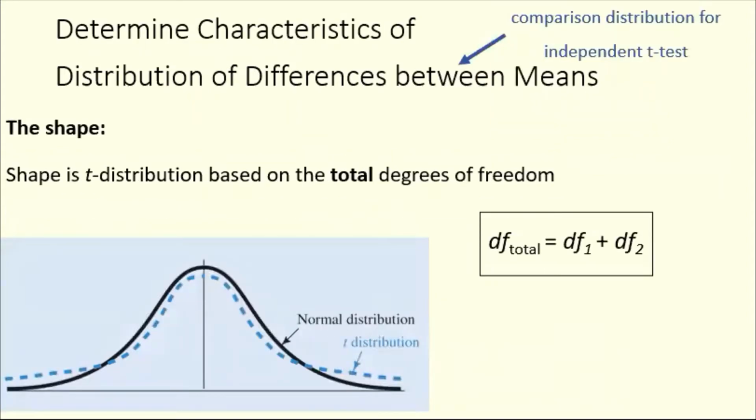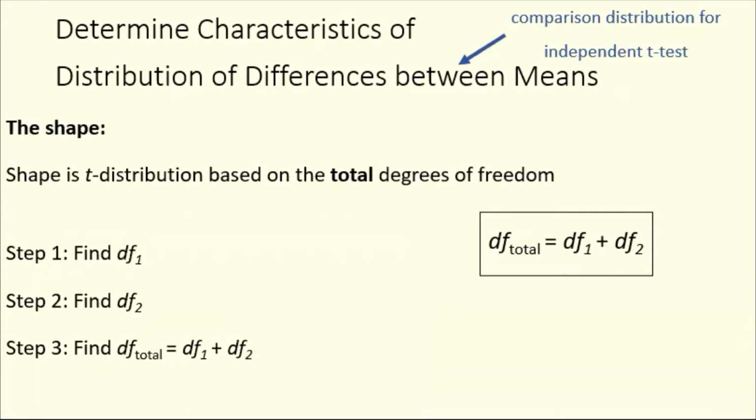So just some background information of exactly how we are going to get this information, what we have to do to get the information about our comparison distribution here. And so the first thing is for the shape. Our shape here is going to still be a t-distribution as in our dependent t-test, but here we're going to base this on the total degrees of freedom. And the total degrees of freedom is going to be the degrees of freedom from our first group plus the degrees of freedom from our second group. And so we're going to have to find the degrees of freedom for each group, df1 and df2, and then add that together to get df total. And we'll remember here that our degrees of freedom formula is n minus 1, and here the n is going to be the number of participants in just one group.